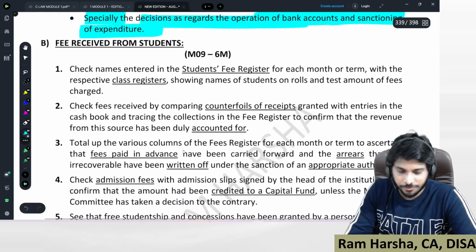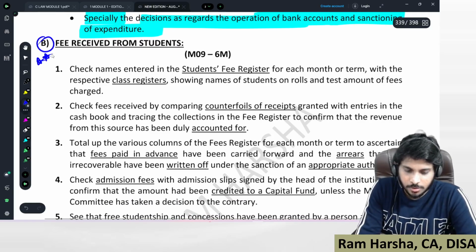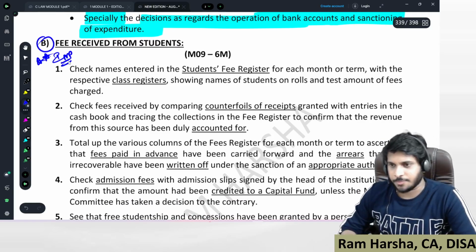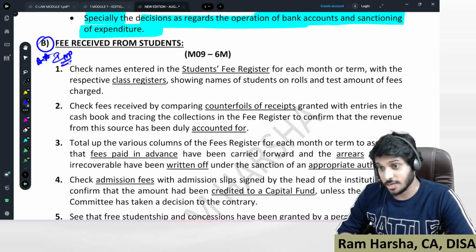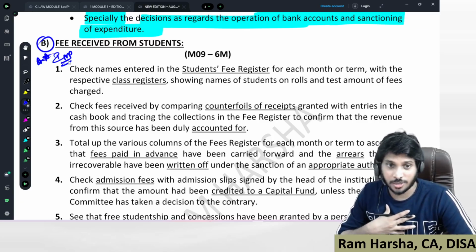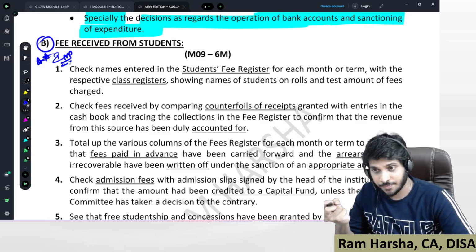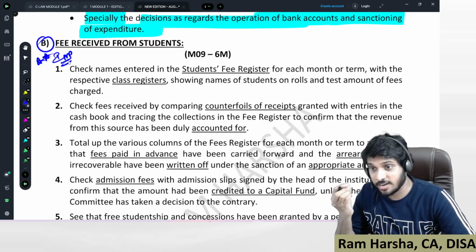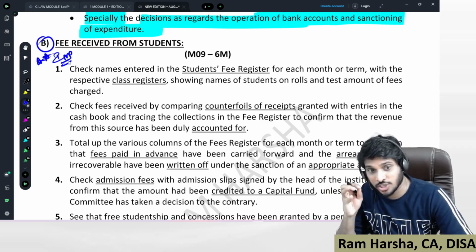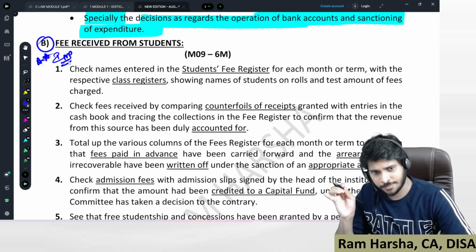Now, how to do audit of fee receipts? This is an important question. How do we generally audit fee receipts? Suppose I was appointed as an auditor for one education institute. First I will identify what courses they deal in. And then I will ask management what fees they charge for each category of course.